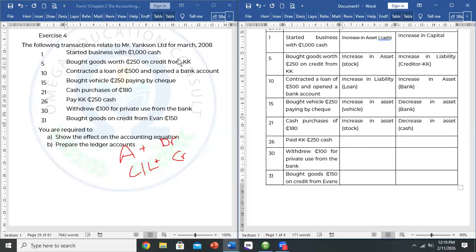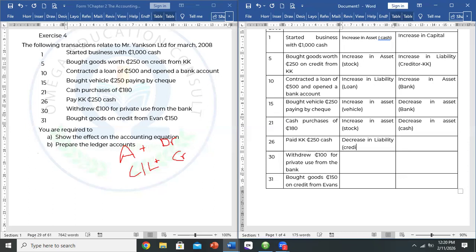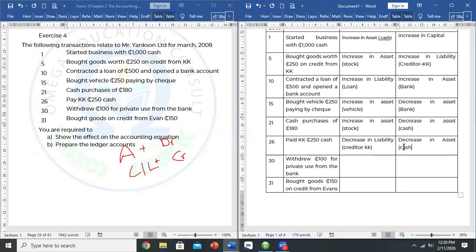So KK is already a creditor, right? We bought goods on the 5th from him without paying. So that will be a decrease in liability. That's a creditor, KK. And there will be a decrease in assets. In assets, cash. Okay. So that would have been the effect.